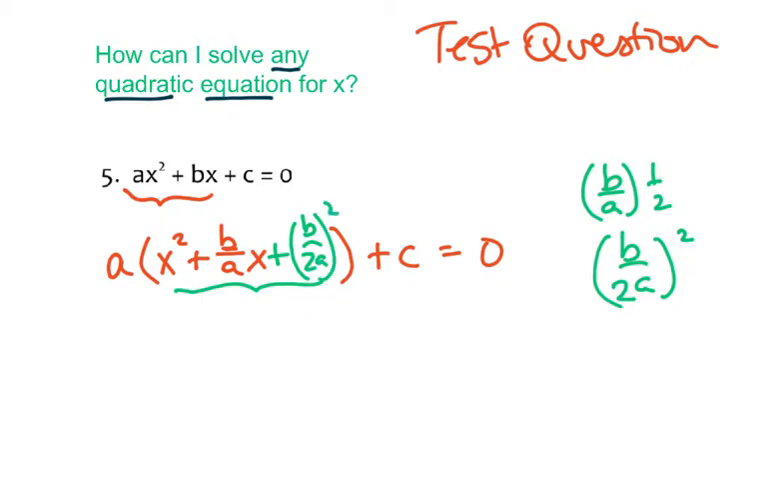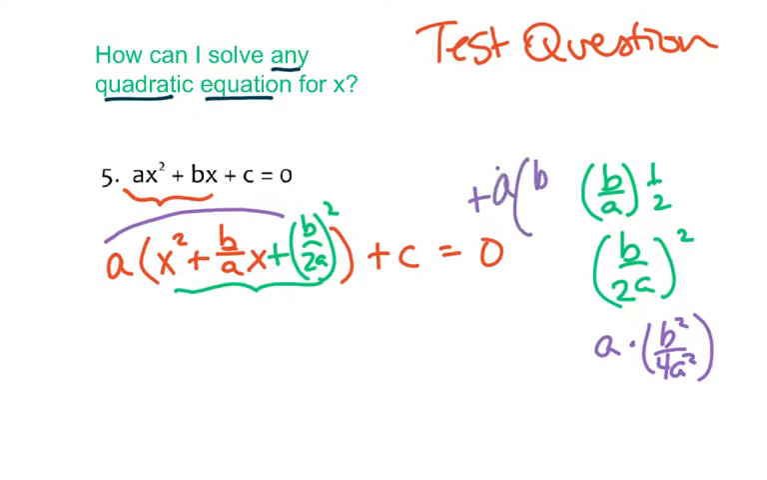Okay, now the big question is, of course, what did I really just add? I really didn't just add b over 2a squared. I really did this. So I did a times b squared over 4a squared. And so I have to do that to the other side. So I'm going to add a times, I'll just keep things like that for right now.